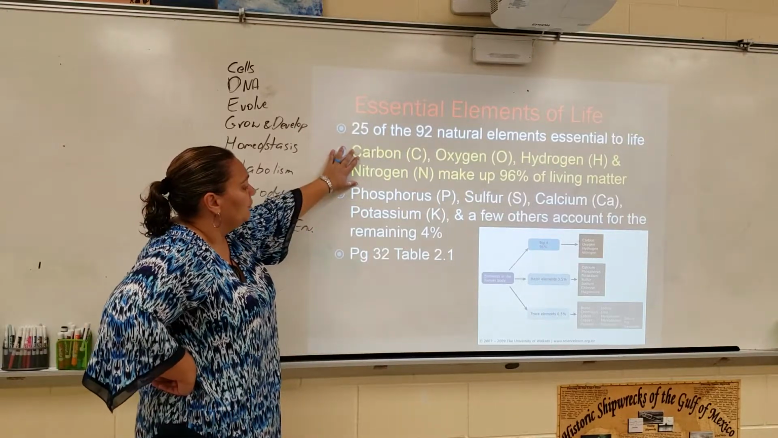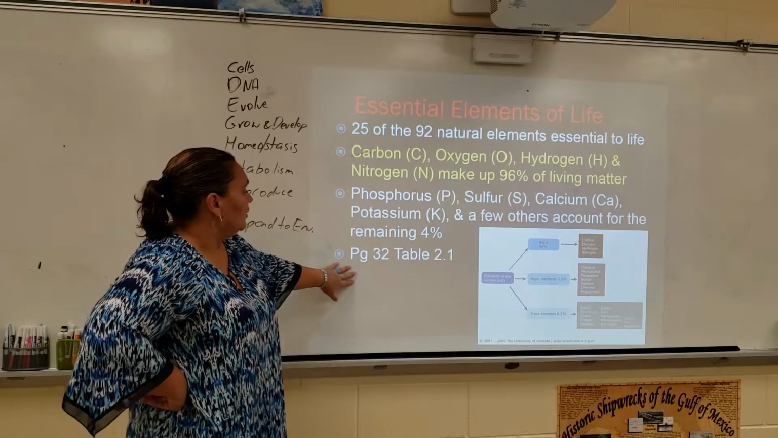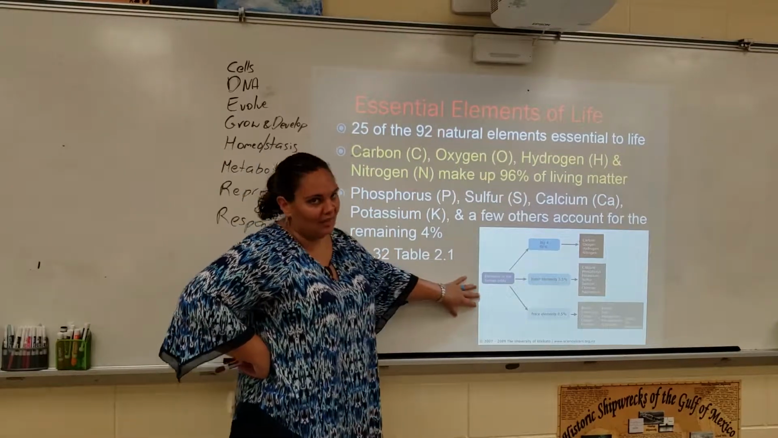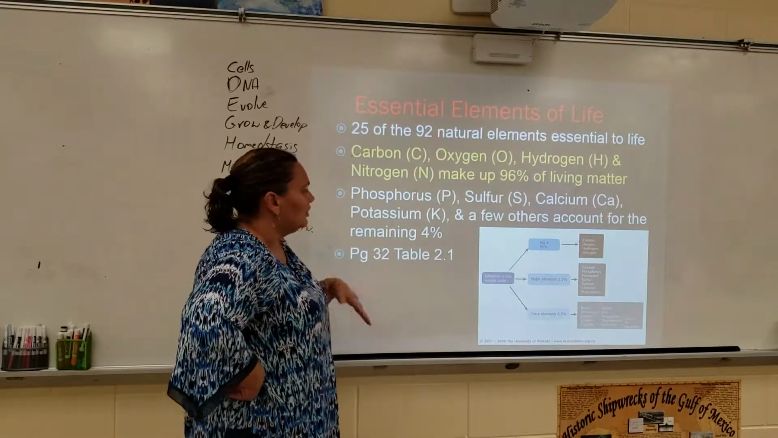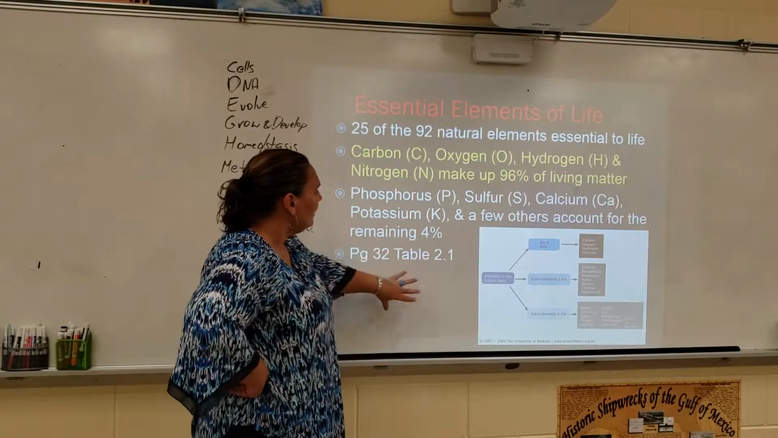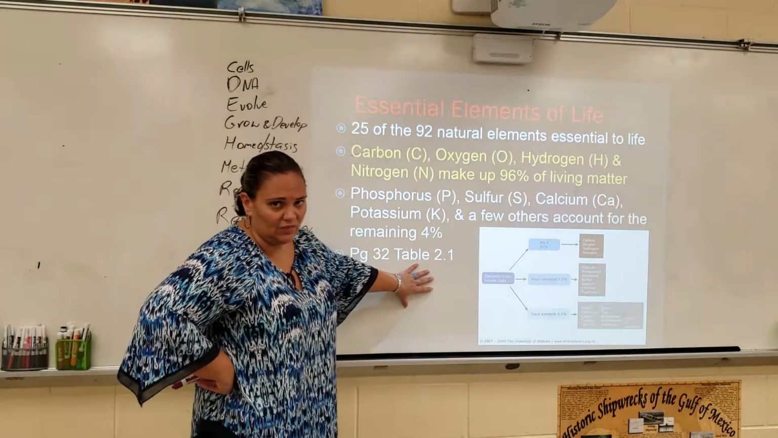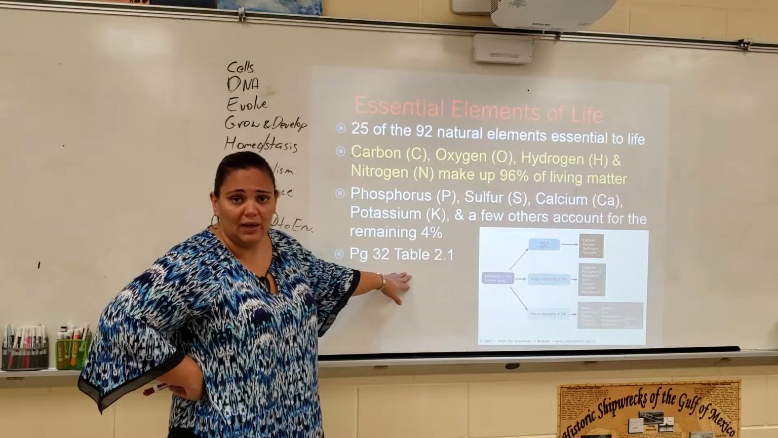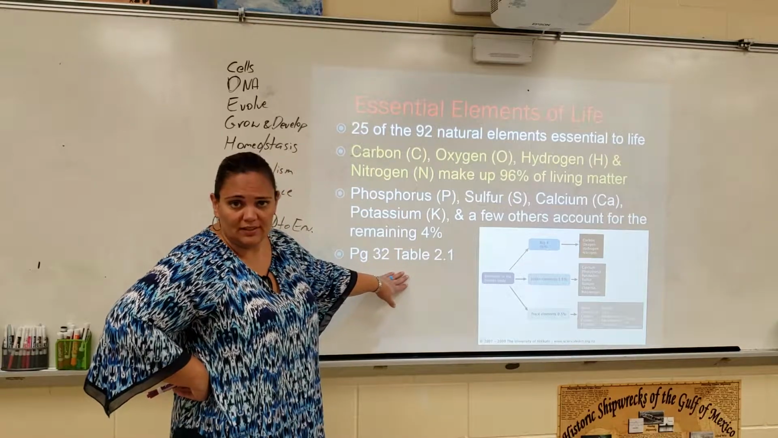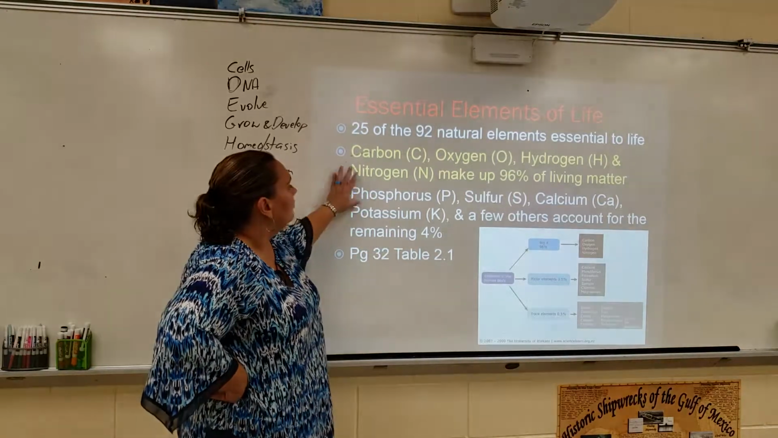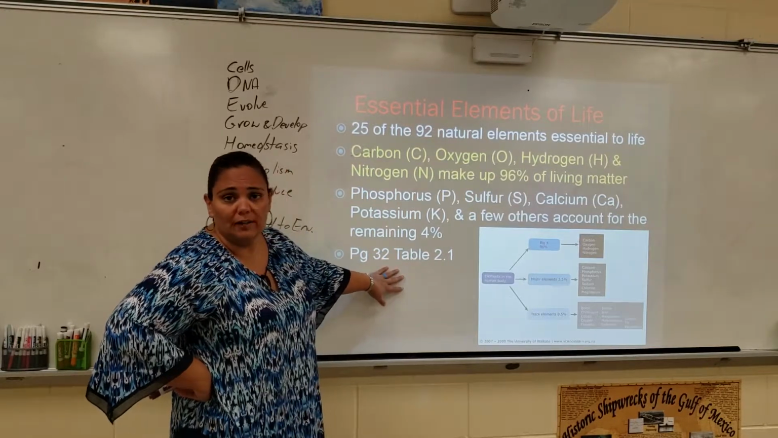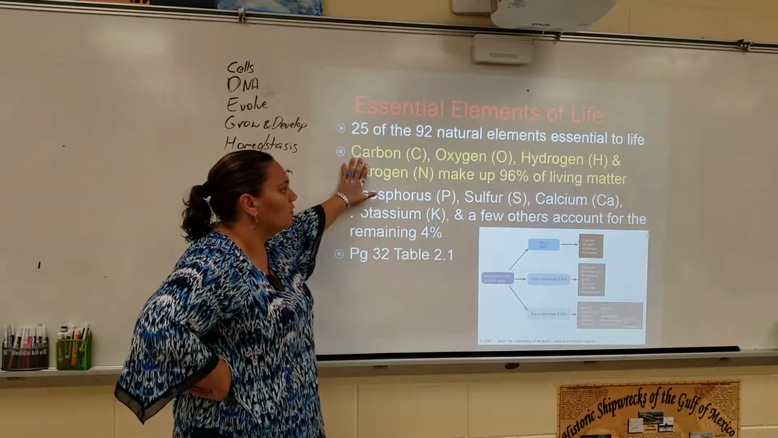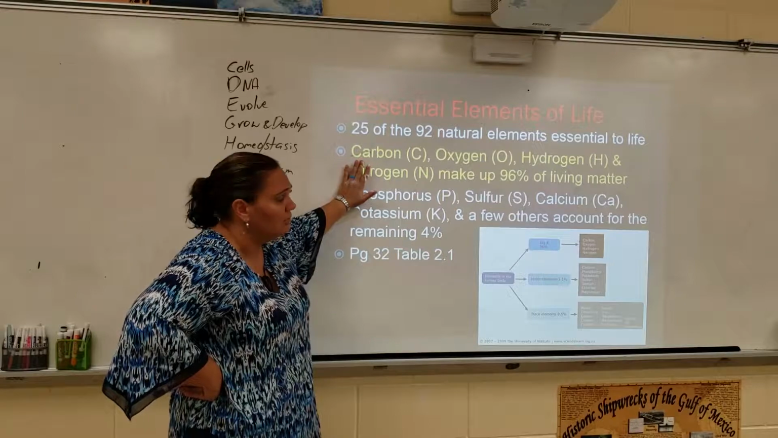Those are the 4. If you look in the textbook on page 32, table 2.1, you don't have to have that memorized, don't worry about it, but it just breaks it down a little bit better. And if you have issues with getting a hold of the textbook, don't worry about it. Let me know through Remind, and I can send you a picture of it. You can see the full breakdown, but those are really the 4 most important: carbon, hydrogen, oxygen, nitrogen.